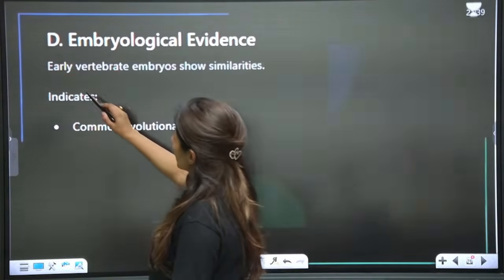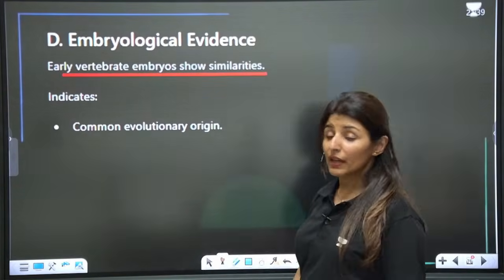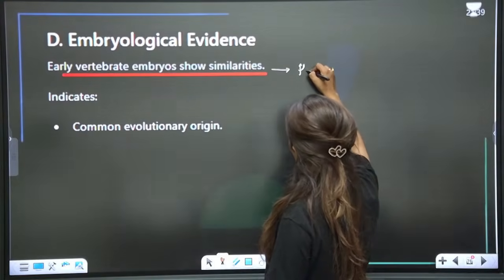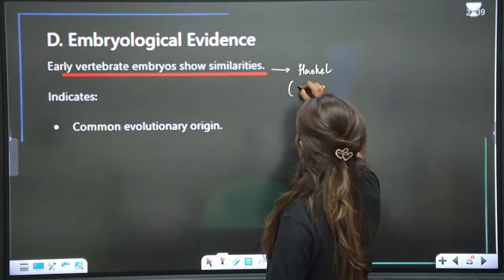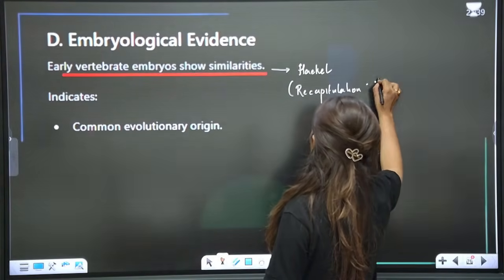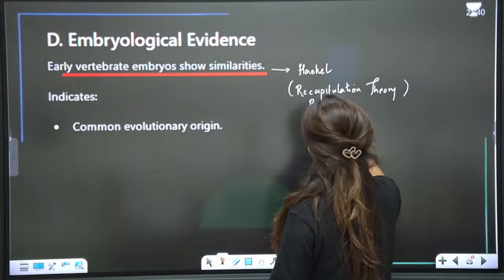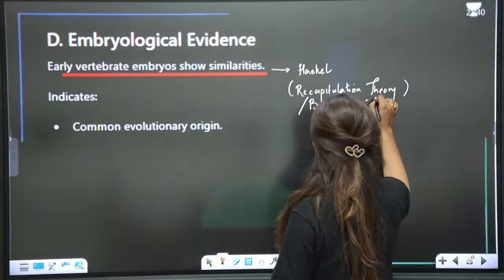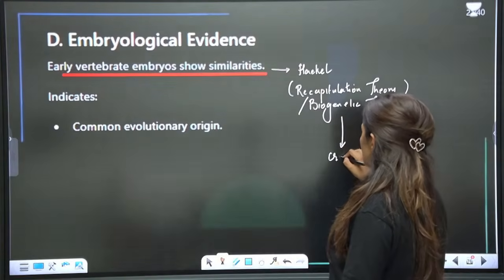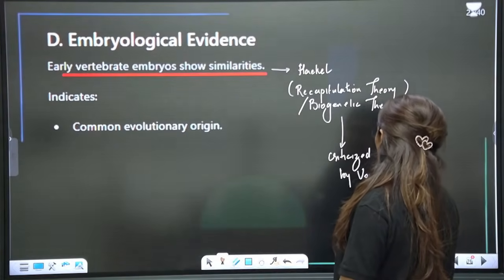Embryological evidences. So early vertebrate embryos show similarities. So this indicates common evolution. So this was said by Ernest Haeckel. And Haeckel gave a recapitulation theory, which is also known as biogenetic theory. Is that clear? Are we clear? Please tell me. But this was later on criticized by von Baer. He said no. Von Baer.